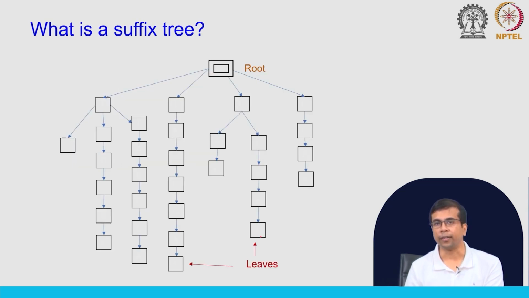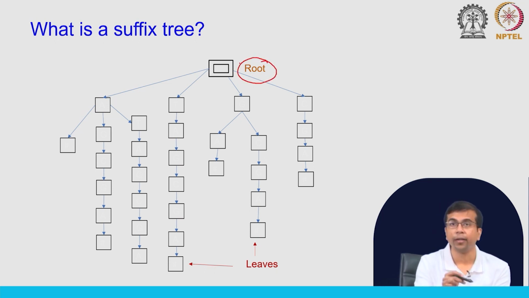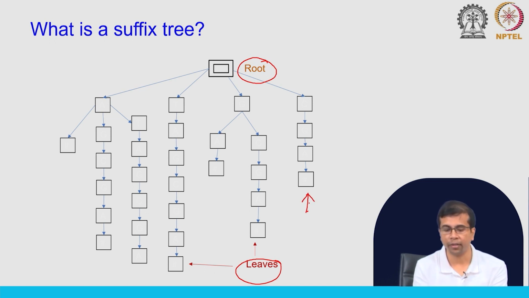So, this is a kind of structure that you will see when you build a suffix tree. You will have a root here, as you can see, and you will have leaves. These are the leaves that you can see, marked with red arrows. So, these are all leaves and you have paths from the root to the leaves. And all these paths represent the suffixes of a string.